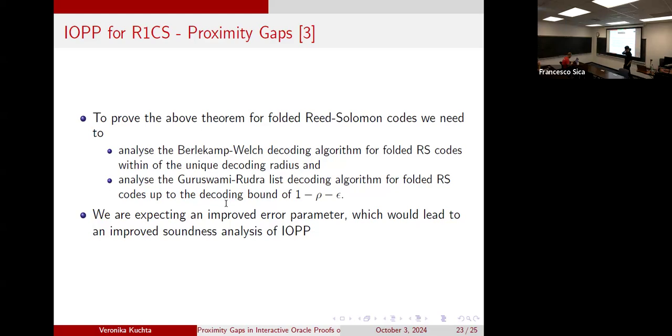of IPP, which at the same time means that we would indeed have better SNARKs, since we know that SNARKs or STARKs can be obtained from IPP with a better soundness analysis. So it's one direction of this: how linear codes can be used to improve soundness analysis of hash-based ZK SNARKs, right?